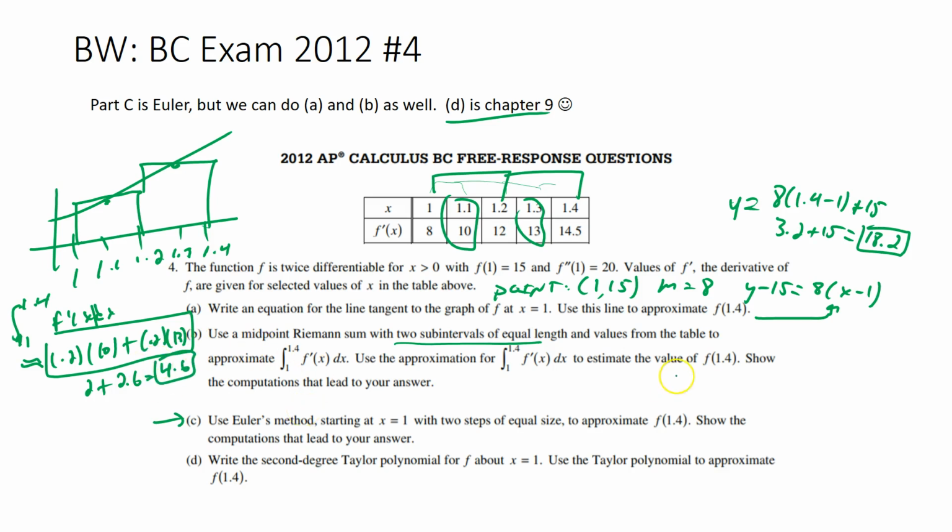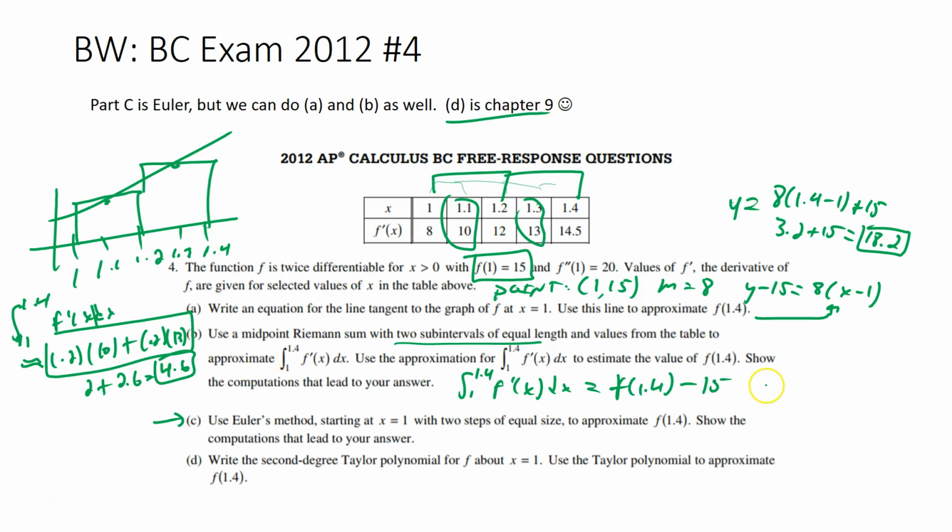Now they say to use that to approximate the value of f of 1.4. So the way we do that is we know that the integral from 1 to 1.4 of f prime of x dx, we can use the antiderivative. What's the antiderivative of f prime? Well, it's f. So this is f of 1.4 minus f of 1. We don't know f of 1.4, that's what we want, but we know f of 1. f of 1 is 15. So we put 15 in there.